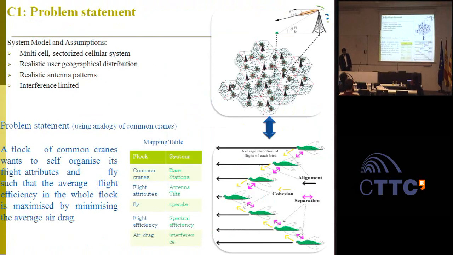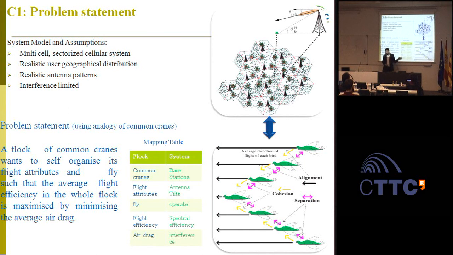Okay, let's go back to our example. This is our system model, and this is the statement of the problem birds face. A flock of common cranes wants to self-organize its flight attributes and fly such that the average flight efficiency in the whole flock is maximized by minimizing the average air drag.